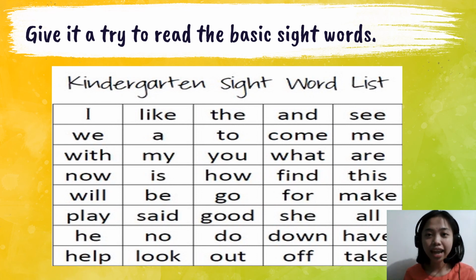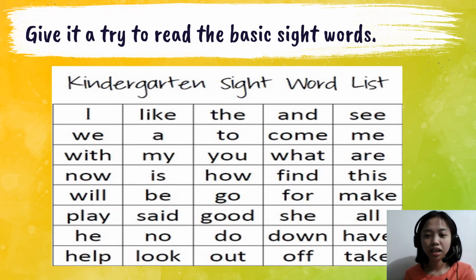Next, N and O. No. Next, D and O. There's no do, re, mi. We say it as do. Say do. Next, D, O, W, N. Blend all the letters. It will become down. Say down.